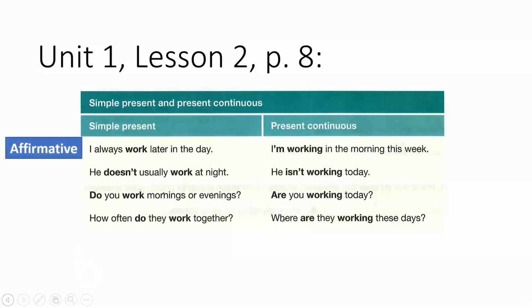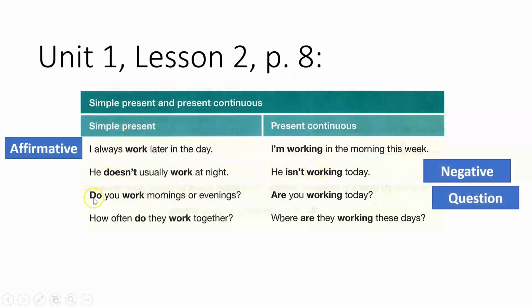The first line here and here talk about the affirmative sentences, or in other words, positive sentences. This is an example of simple present, and this is an example of present continuous. And we already talked a lot about that in the last video, so let's move to the next example. Here, in the second line, we have a negative example. In the third line, we have a yes/no question, and then the fourth line we have a WH question. And in our explanation today, we're going to be focusing on these negatives and questions.